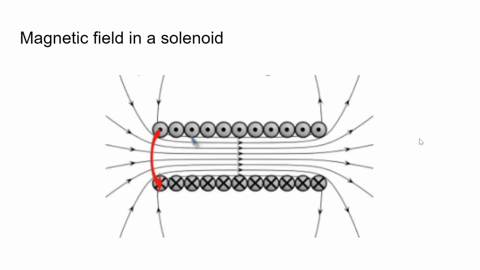The magnetic field in a solenoid. These crosses and circles show where the current is entering and leaving from. So it's entering from the circle and it's leaving from the cross. The field lines are going to be traveling from north to south, and inside the solenoid, the field lines are going to be in a state of tension.